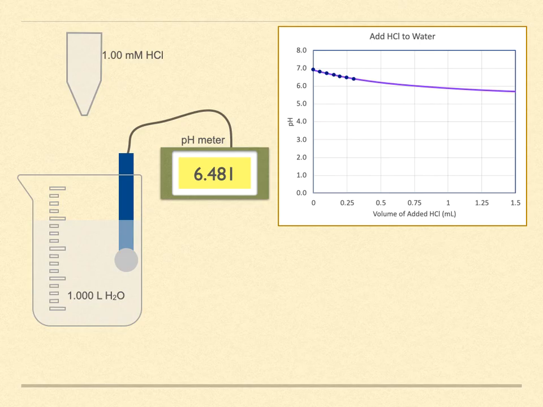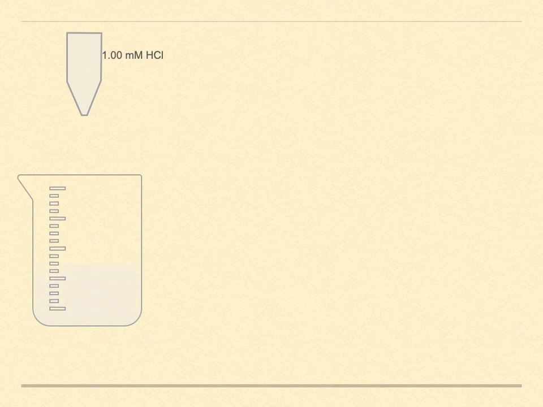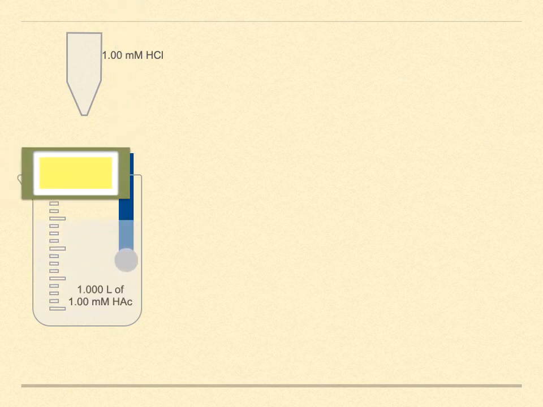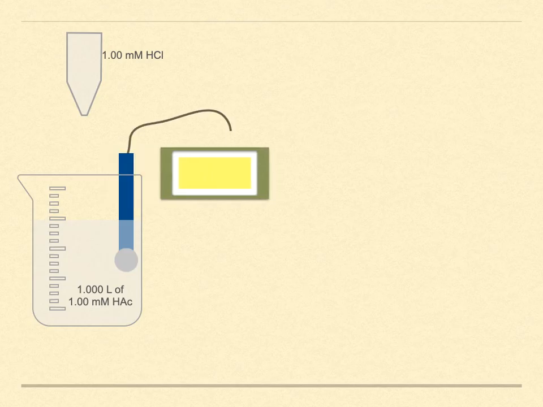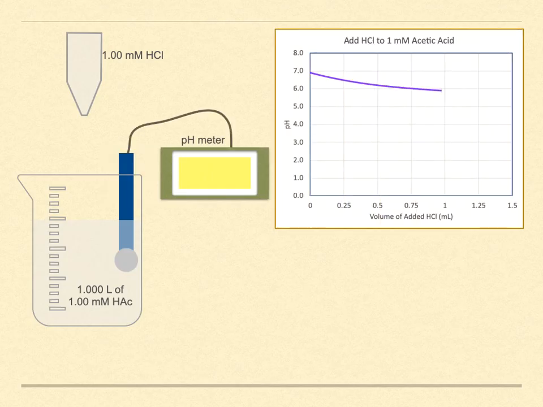What if we already had a weak acid present in the solution? Let's imagine a 1 millimolar acetic acid solution instead of pure water. Let's again add 1 millimolar HCl dropwise and see what happens to the pH. The behavior of the pH when added to the pure water is shown again in the faded purple line. This time the pH begins at a much more acidic point because of the acetic acid. The pH is 3.907.